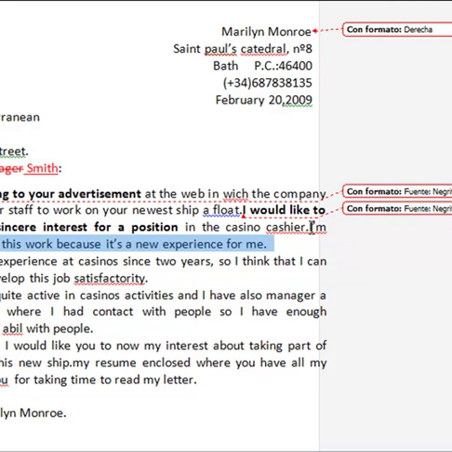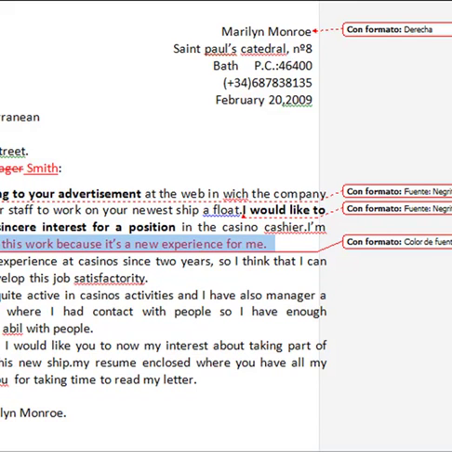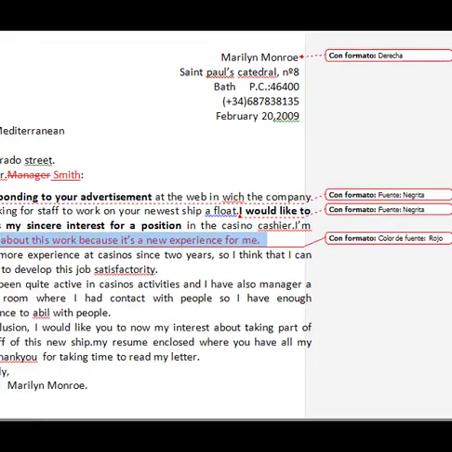Again, she also says that she's excited about this work because it's a new experience for her. This is against what we explained about keeping formal and being very careful with the language that we use. So this is also a problem.